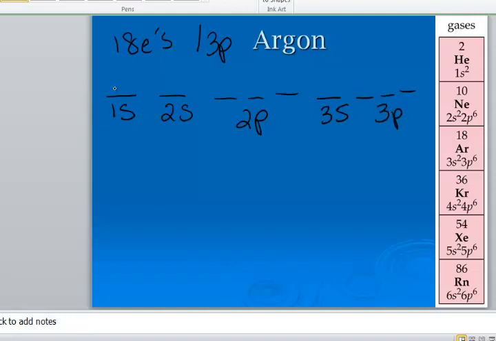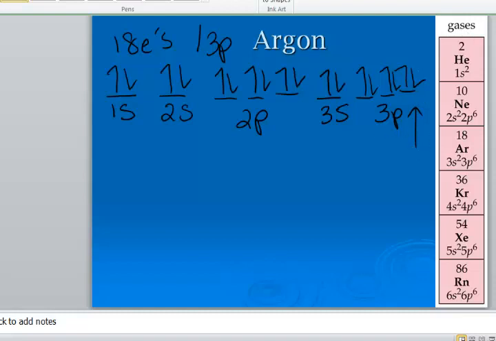Okay, I need 18 total, so this is how I'm going to fill this up. I'm going to put 2 in the 1s, 2 in the 2s, 1, 2, 3, 4, 5, 6 in the 2p. So far I've mapped 2, 4, 6, 8, 10. I'm also going to do 2 more in the 3s. That gets me to 12. And then I have 6 left in 3p. So I'm going to fill it according to Hund's rule. I'm going to put 1, 2, 3, 4, 5, and 6.